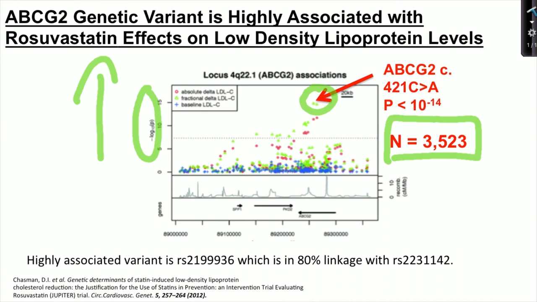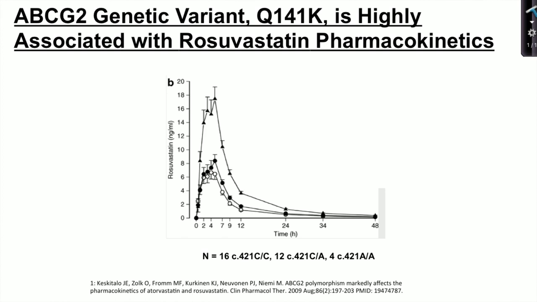And this shows the p-value of 10 to the minus 14, which is well above genome-wide level significance. This is a locus zoom, so you're not looking at all the different chromosomes like you were on the OATP1B1 plot with statin-induced myopathy.